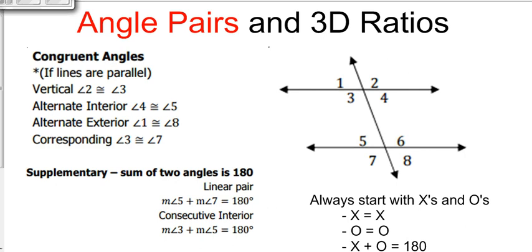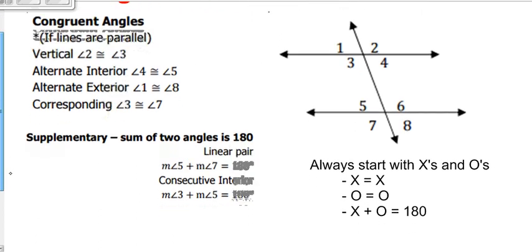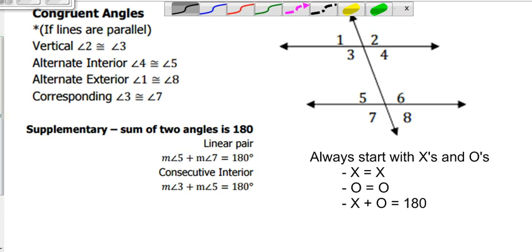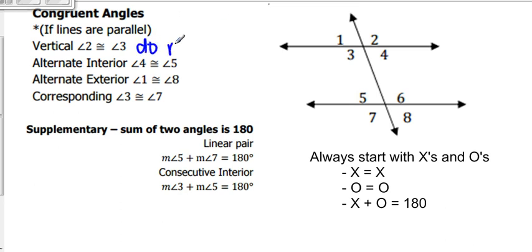So first, let's look at some angle pairs and what we need to know about angle pairs. If we have congruent angles, they are going to be vertical angles. Those will always be equal, but they do not prove things to be parallel. Alternate interior angles, alternate exterior angles, and corresponding angles will most definitely prove things to be parallel.